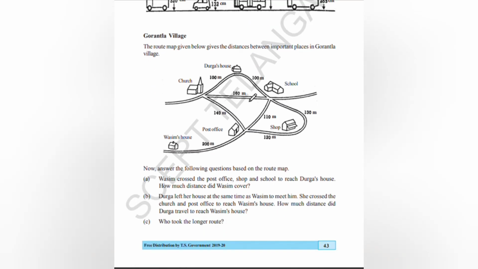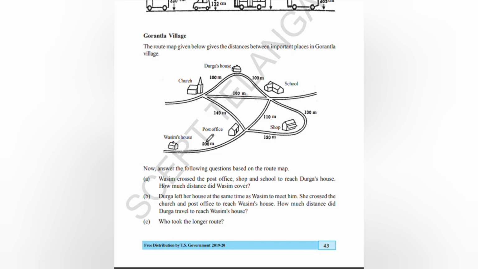Gorandla village. The route given below gives the distance between the important places in Gorandla village. Here is the church, Durga's house, then school, then shop, post office, Wasim's house. Now answer the following questions based on the route map. Wasim crossed the post office, shop, and school to reach Durga's house. How much distance did Wasim cover?